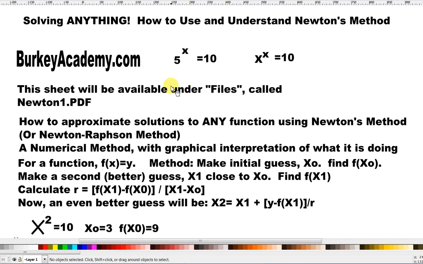What you want is a method or an algorithm to get as accurate an answer as you need. You can get an answer that's an approximation, but it might be accurate to 100 decimal places. Well, that's plenty for most cases. So what I'm going to do is show you a method called Newton's method. It was invented by Sir Isaac Newton, who lived in the late 1600s and early 1700s. I'm going to show you how to use Newton's method, but what's even more important, and this is why I'm doing this video, is I'm going to show you why Newton's method works using a graphical interpretation.